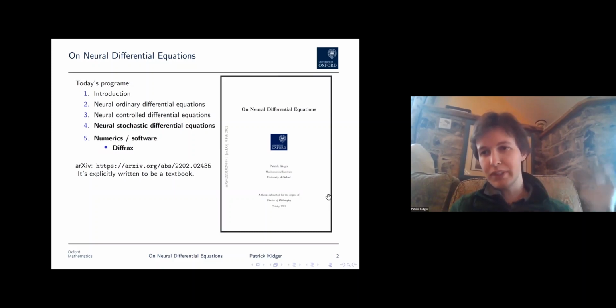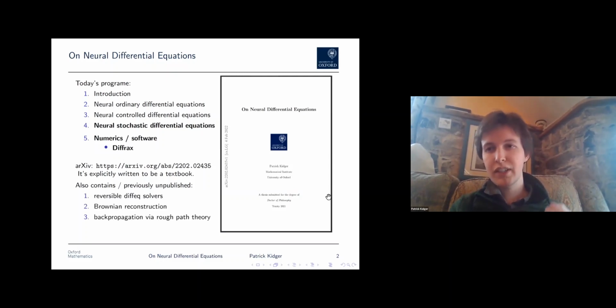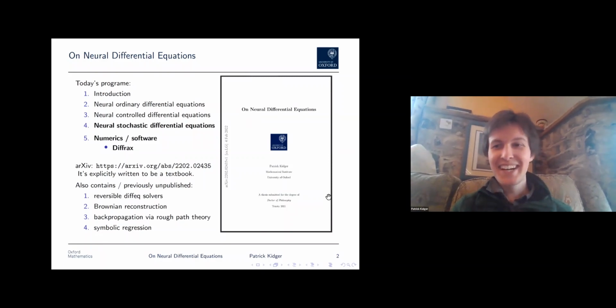And it will of course be discussing all kinds of things that I won't get into today, including a bunch of unpublished material. So this is things like reversible differential equation solvers, Brownian reconstruction, generalized backpropagation, and symbolic regression. So if any of those things sound interesting, go check those out, because I won't be covering them today. With that quick advert out of the way, let's get on with the show.